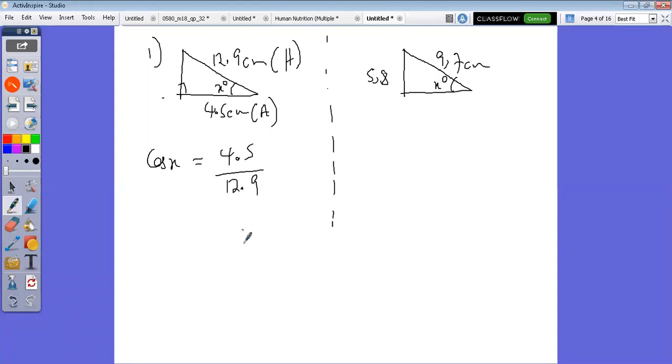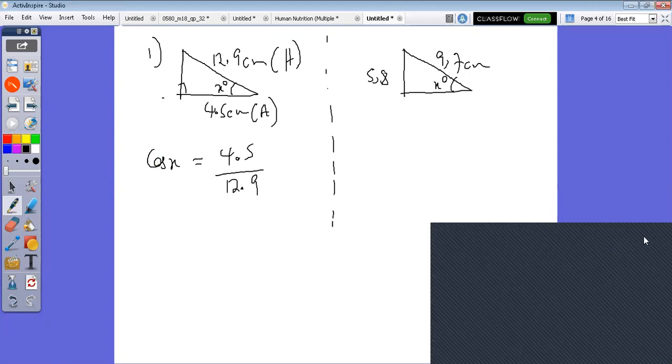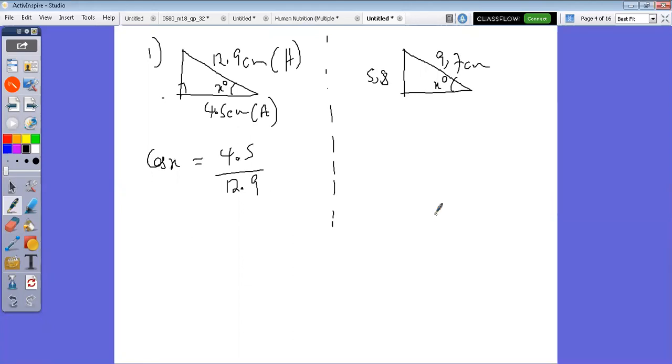Are we together? Now the difference with what we were doing before is that we were given the angle, and now we need to find the angle. So cos theta and sine theta will always give you a fraction, but we want the actual angle. So to find the actual angle, I'm now saying x is equal to arc cos, which means second function cos, in the calculator, 4.5 divided by 12.9, like this.